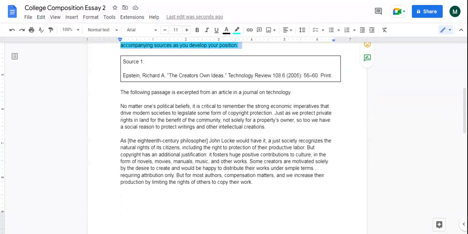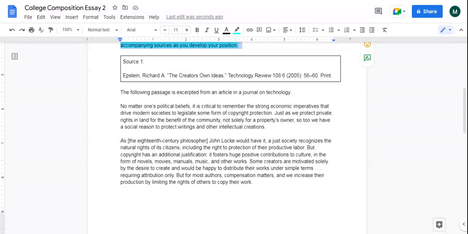No matter one's political beliefs, it is critical to remember the strong economic imperatives that drive modern societies to legislate some form of copyright protection. Just as we protect private rights in land for the benefit of the community, not solely for a property's owner, so too we have a social reason to protect writings and other intellectual creations.